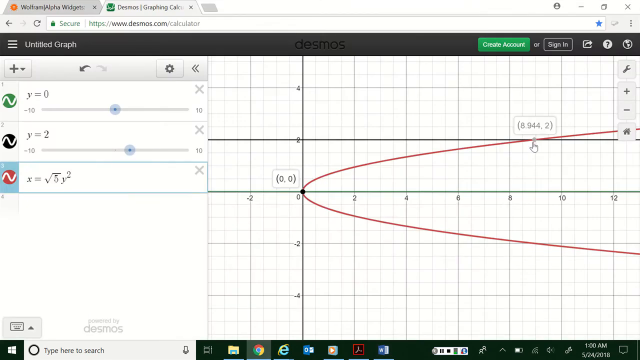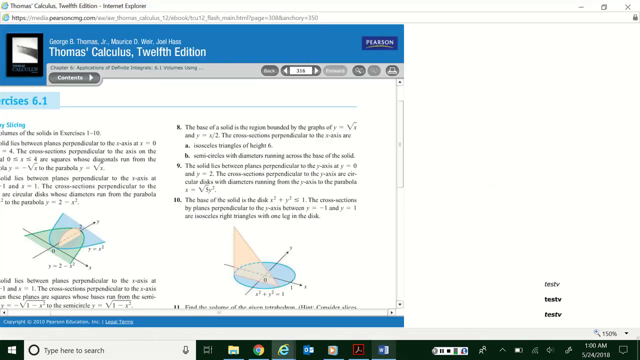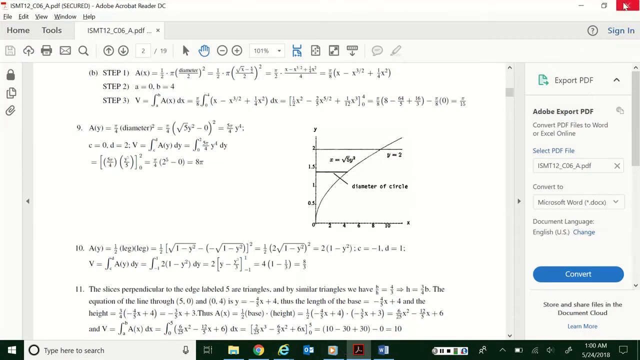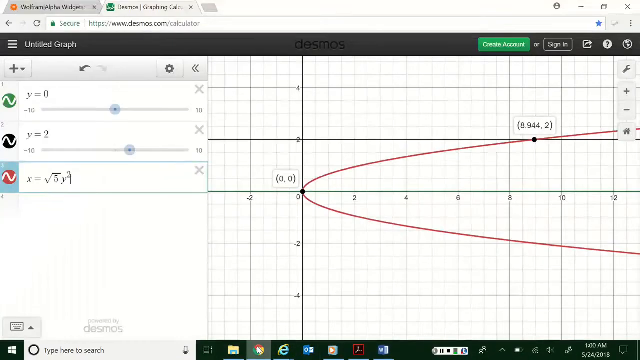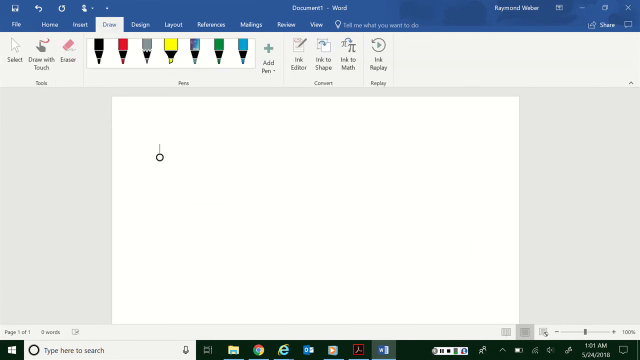So at this point, what did they say to use? They said to use circular disks with diameters, so each diameter goes from here up to here. That's what each diameter is going to do, as we're revolving around the y-axis. So I need to figure out what that area is.